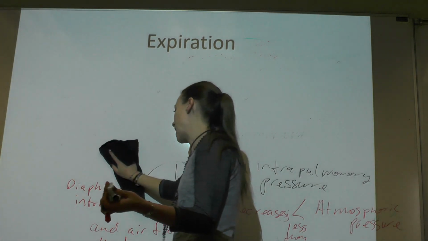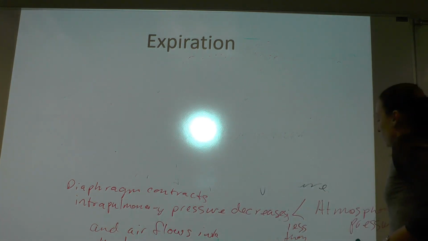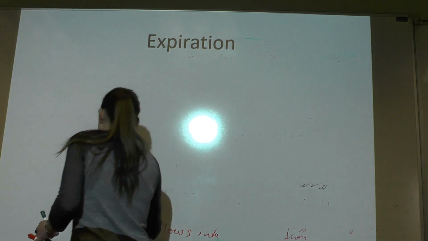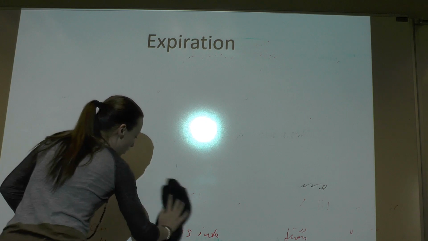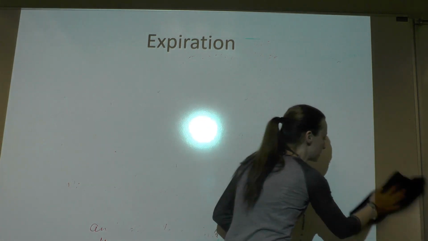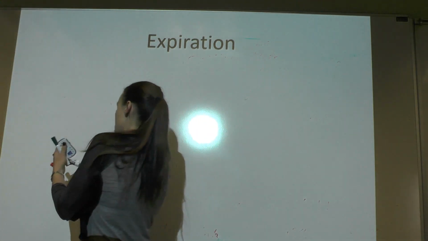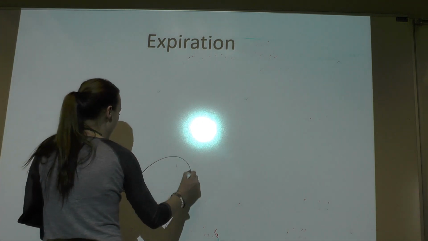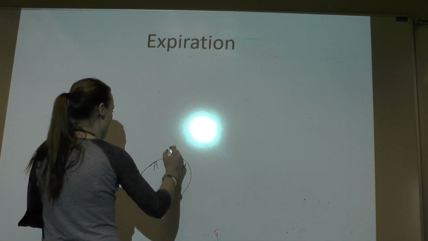All right, what happens during expiration? During expiration, your diaphragm relaxes. It's a dome-shaped muscle, so when it relaxes, it's going to push up into your lungs. So our diaphragm relaxes, pushes up into the lungs.